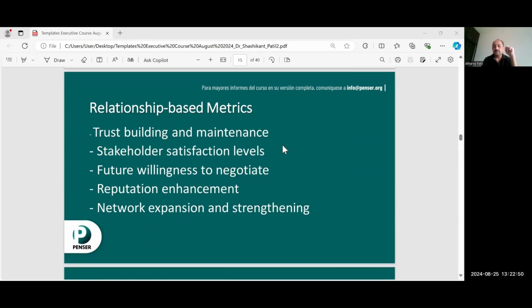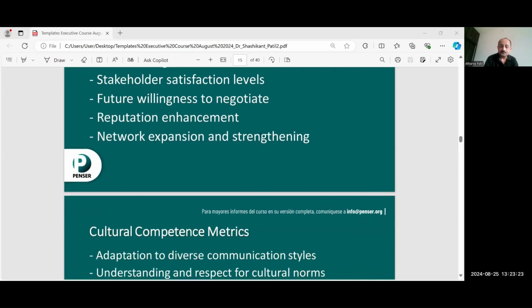If you work on relationship-based metrics in evaluation, it will develop trust building, bonding, and maintenance. Then you also have to consider stakeholder satisfaction levels. What is their happiness index? What is their satisfaction ratio? You have to take their feedback, future willingness to negotiate, reputation enhancement, network expansion, and strengthening it. So this is relationship-based metrics. This is another aspect here.